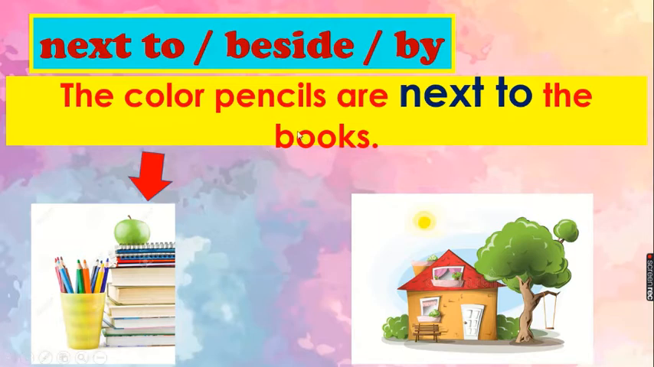You're right, because there's more than one pencil. And we have S right here, which means it's more than one. We use are instead of is. So let's say our answer using beside. The color pencils are beside the books.